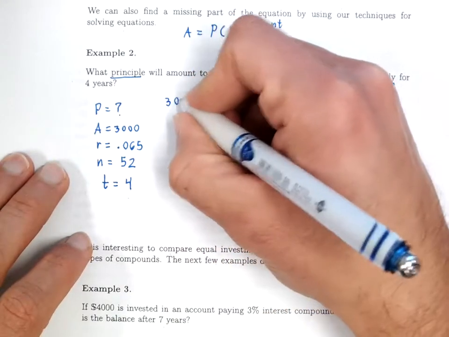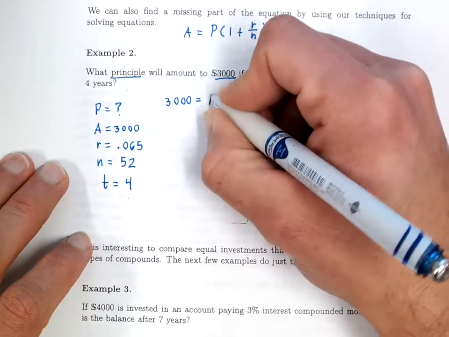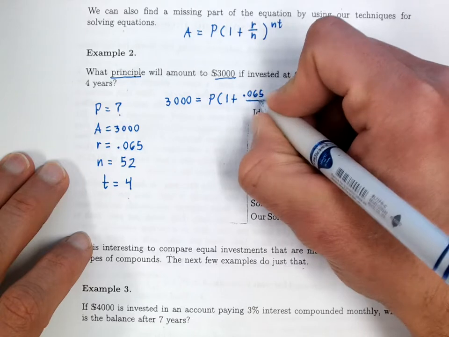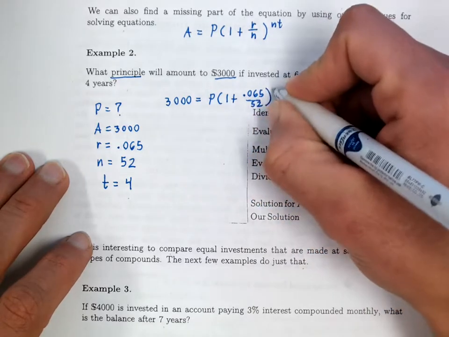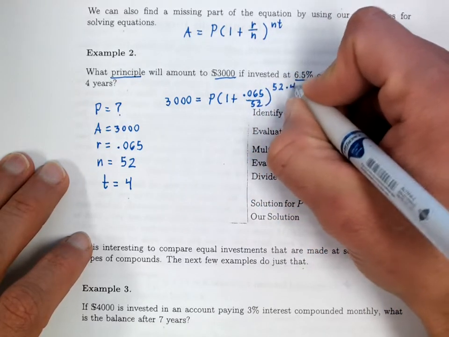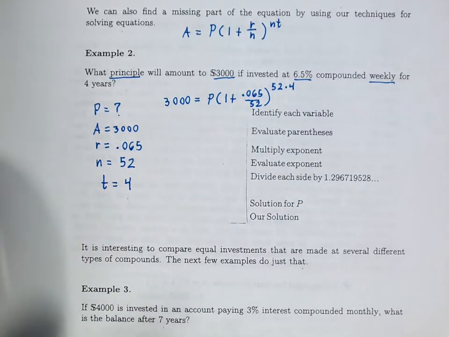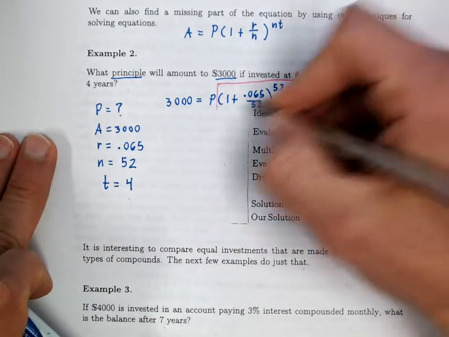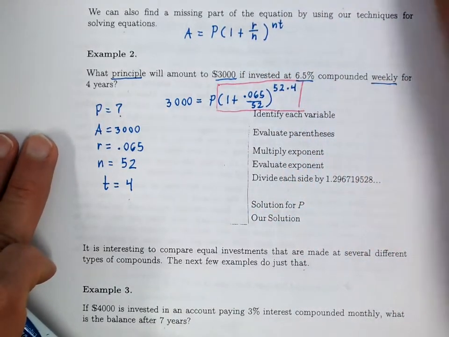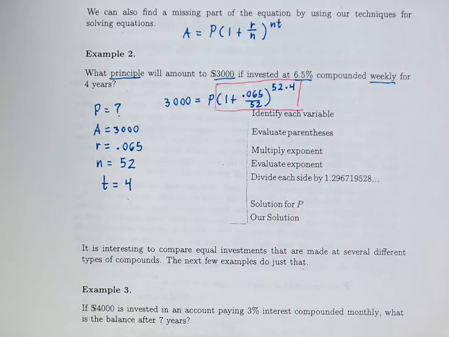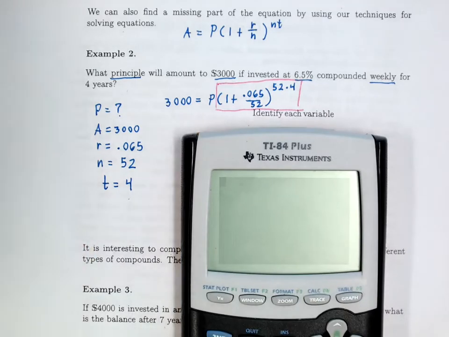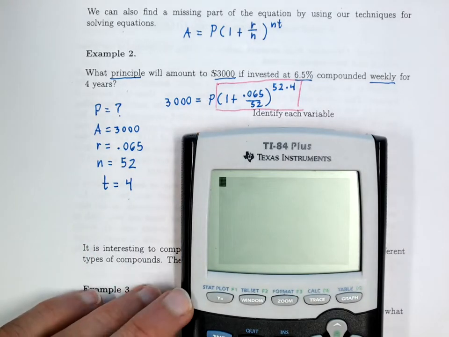So we have 3,000 is equal to P times (1 plus 0.065 over 52) to the power of 52 times 4. Okay, so even though that looks really super difficult, here's the only thing you need to understand, that all of this is just one weird, crazy number. Alright, so all of this is just a number. So if I plug just that part in my calculator, that would basically give me halfway there. So again, I would have all of this.